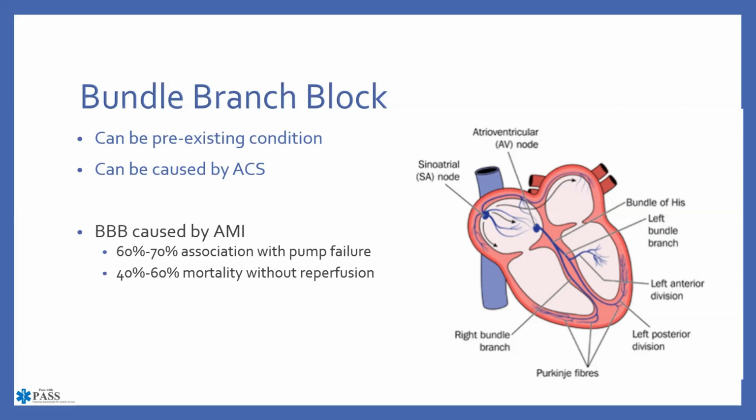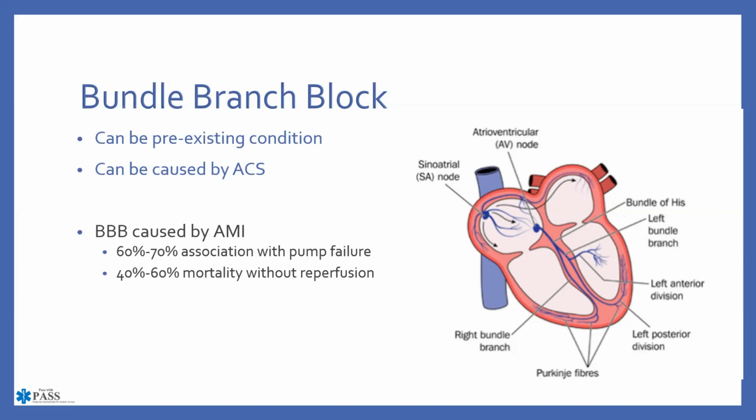So the left bundle branch block makes it a little bit more difficult to interpret whether or not they are having an infarction. So you can either call in and say, hey, I have a left bundle branch block, so I'm not sure if they're having an infarction, or you can apply either Sgarbossa's or modified Sgarbossa's criteria to try to help you read through whether or not they are in fact having an infarction.